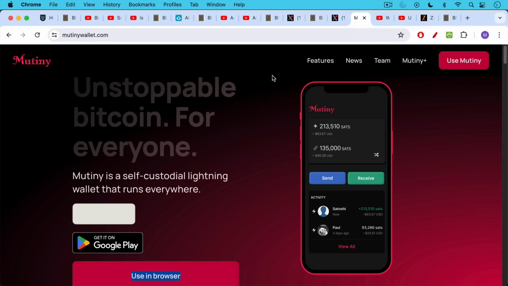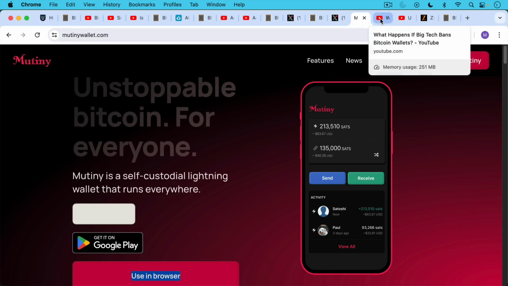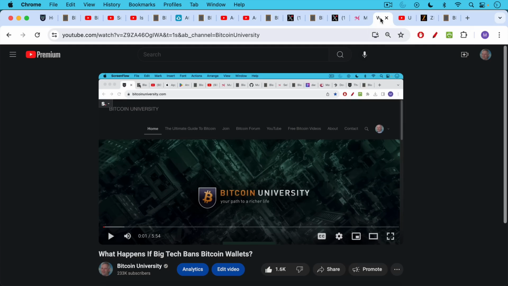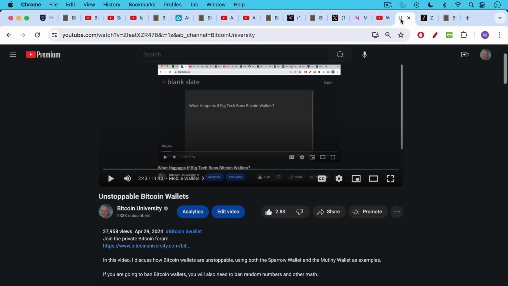There's the Mutiny Wallet, which is a great wallet that you can run even in your browser as a progressive web app. This is a great solution if the big tech companies ever decide to eliminate all Lightning wallets from the various app stores, from the App Store and from the Google Play Store. You can still use Mutiny inside of any browser. And I do cover this in these two videos, which I'll link to in the description notes below.